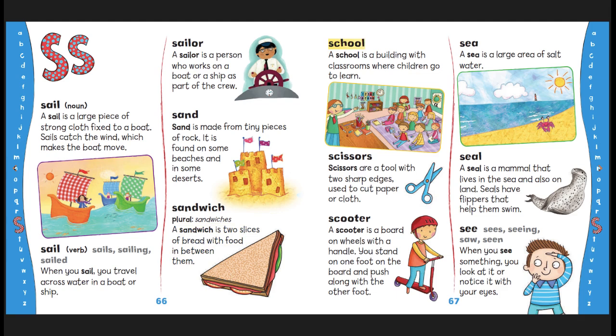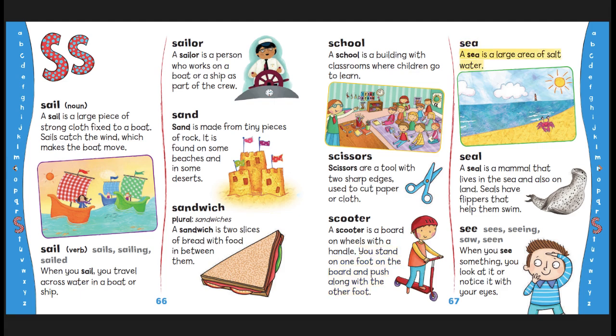School. A school is a building with classrooms where children go to learn. Scissors. Scissors are a tool with 2 sharp edges used to cut paper or cloth. Scooter. A scooter is a board on wheels with a handle. You stand on one foot on the board and push along with the other foot.